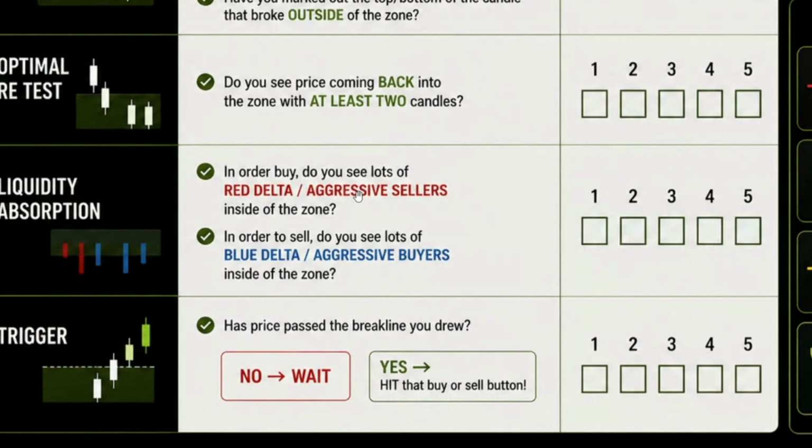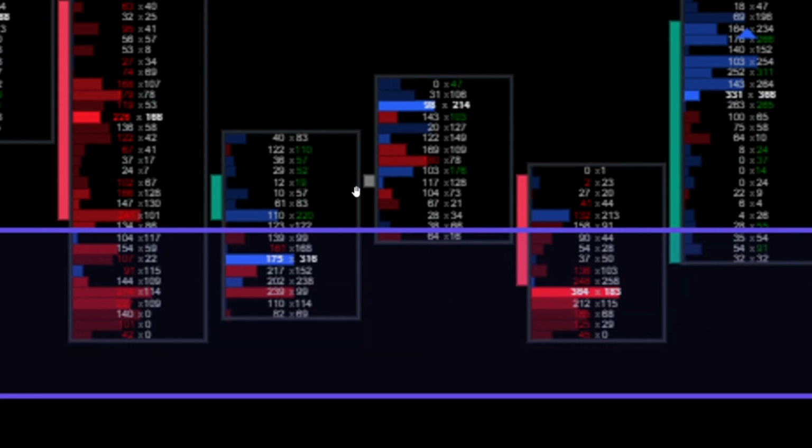This will separate a good setup from a great setup. Being able to see the liquidity absorption in real time is king. That's going to set you apart, providing you've got the right level. And the way to do that is to almost train your brain to look for the opposites. Green candle with lots of selling.